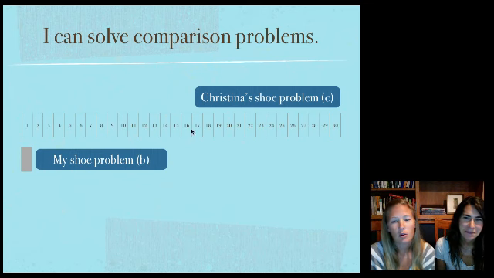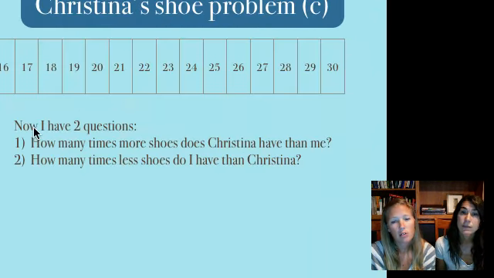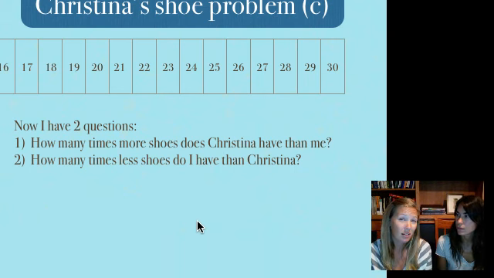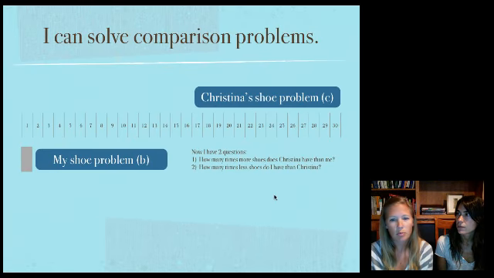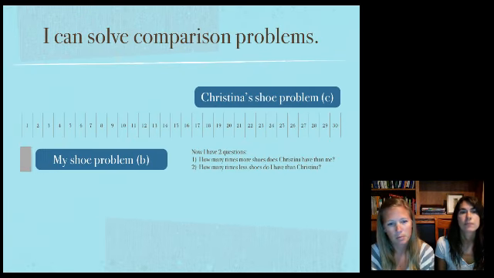Okay? So if you look at this, I just numbered these quickly so that it's easier for us to see. There's 30 of these little rectangles here. And again, remember, each of those represents 25. So I have two questions to ask. How many times more shoes does Christina have than me? And how many times less shoes do I have than her? So we're comparing the big to the little to the big.